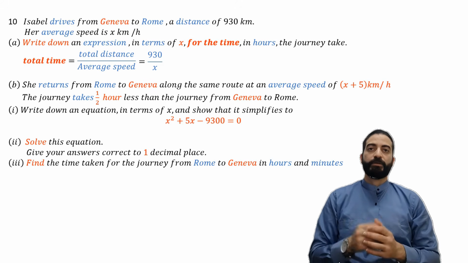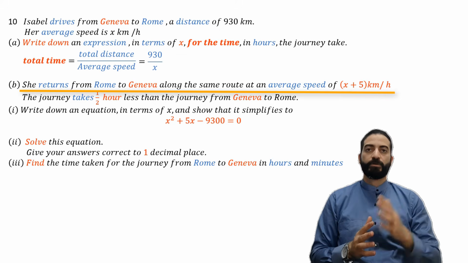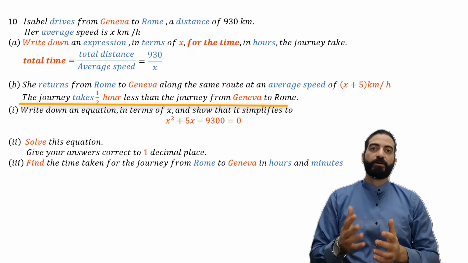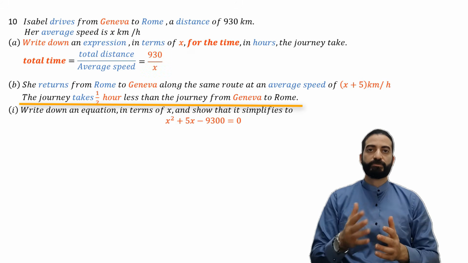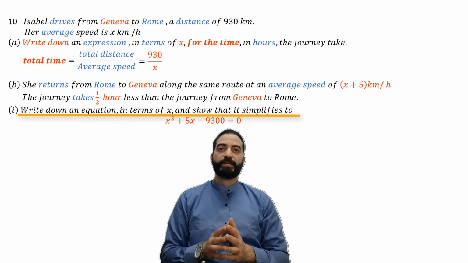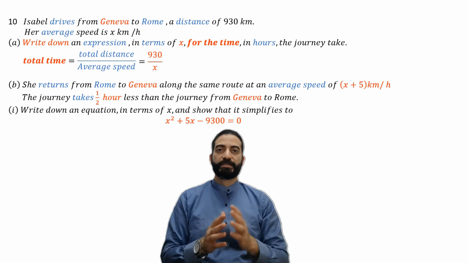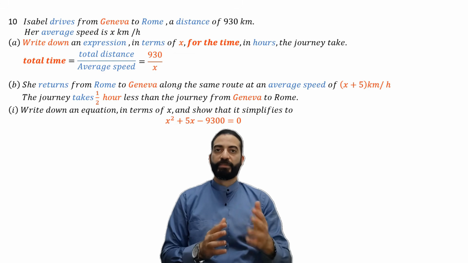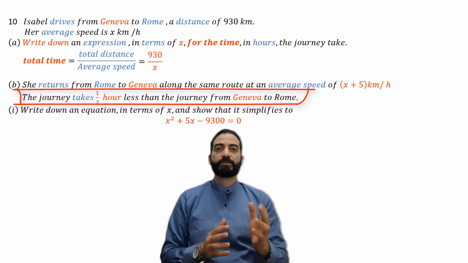We now move to part B. She returns from Rome to Geneva along the same route at an average speed of x plus 5 km per hour. The journey takes half an hour less than the journey from Geneva to Rome. Write down an equation in terms of x and show that it simplifies to x squared plus 5x minus 9,300 equals 0. It tells us in the given that the journey takes half an hour less than the journey from Geneva to Rome.